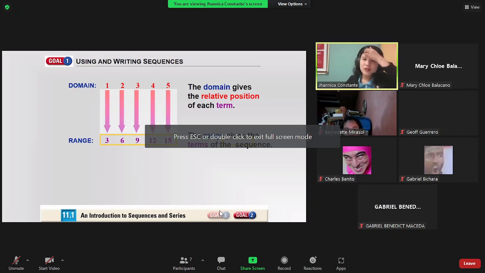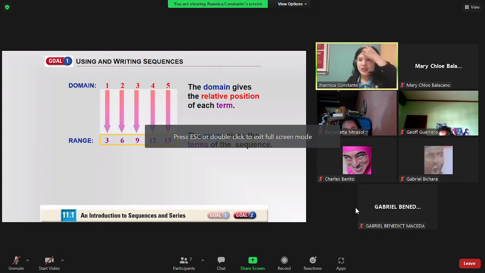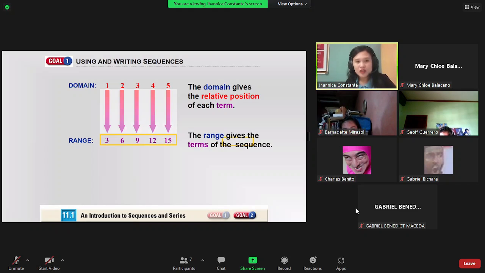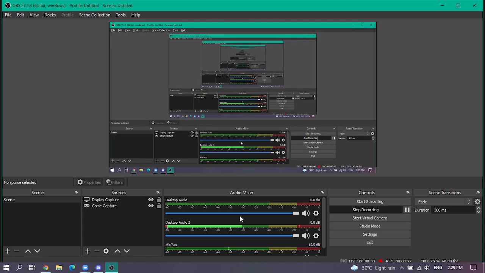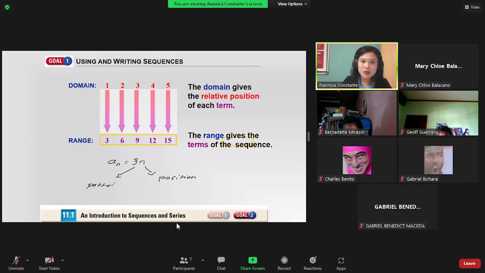Okay, we can have a specific rule or pattern in the sequence, where we are adding 3 on each term. So if we're going to write a rule or a pattern for the sequence that we have, we will have an equals 3 times n, wherein n stands for the relative position and 3 is the pattern itself in the sequence. So that's how we write a rule or an equation for a sequence.